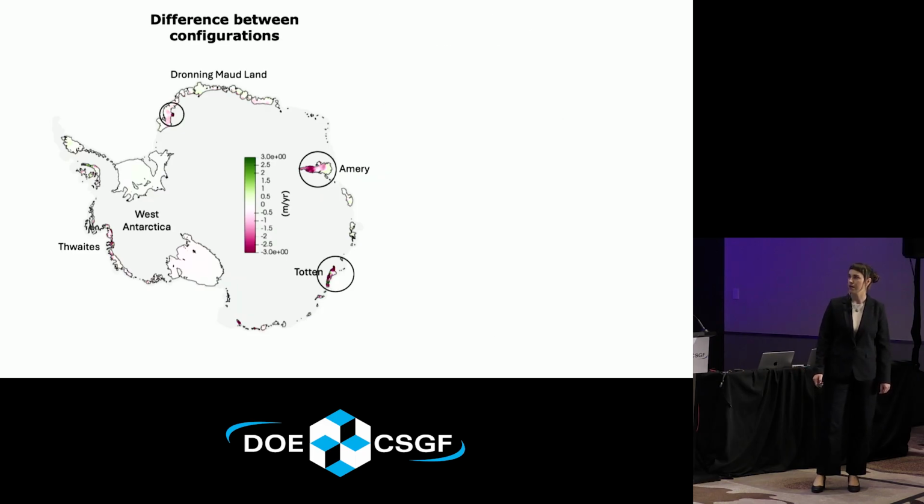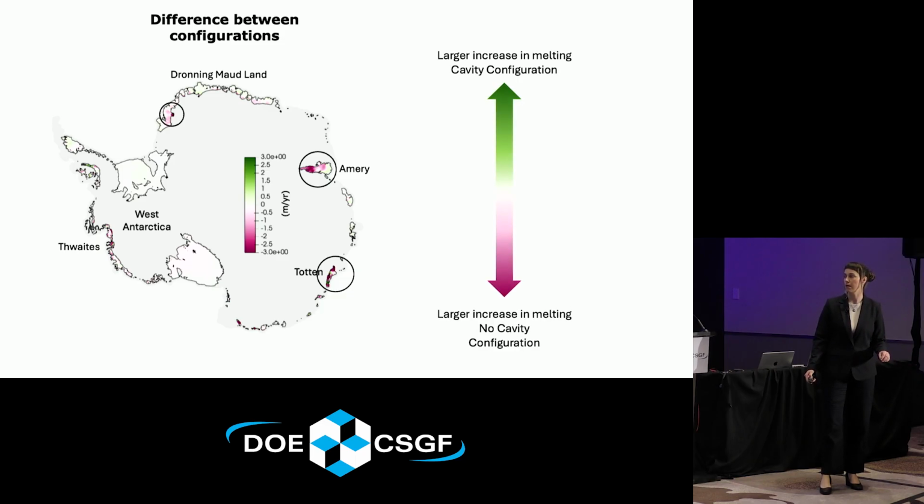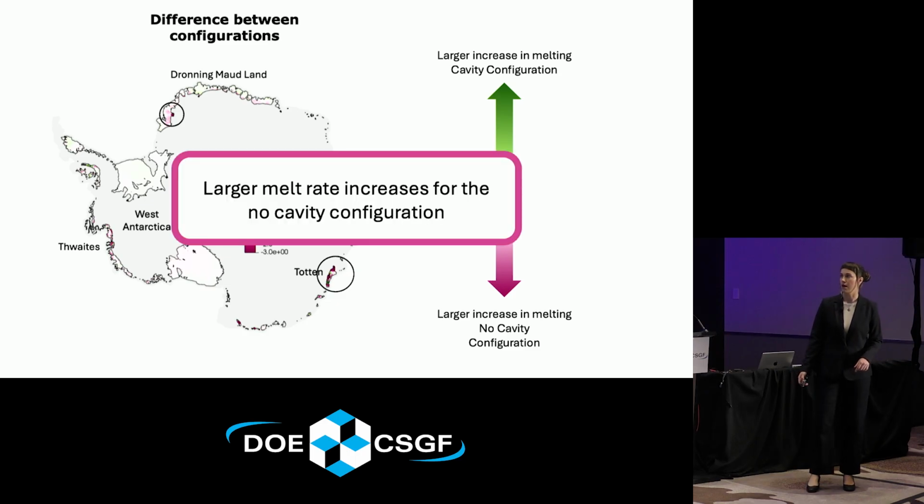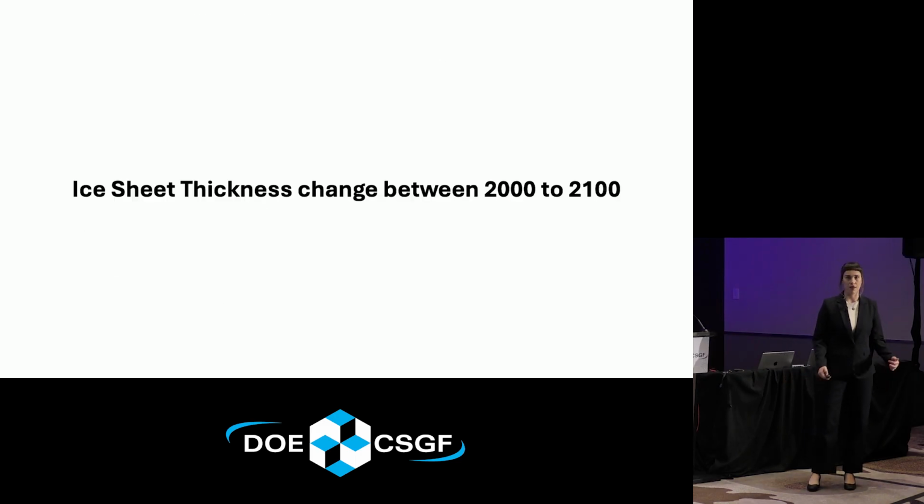I see that these bright pink spots, which are associated with the configuration where I excluded the ocean conditions within cavities, are showing a larger increase in melting in that configuration. So again, a larger melt rate increase for the case where we're excluding those cavities. Right, these are just the melt rates that were parameterized from E3SM.